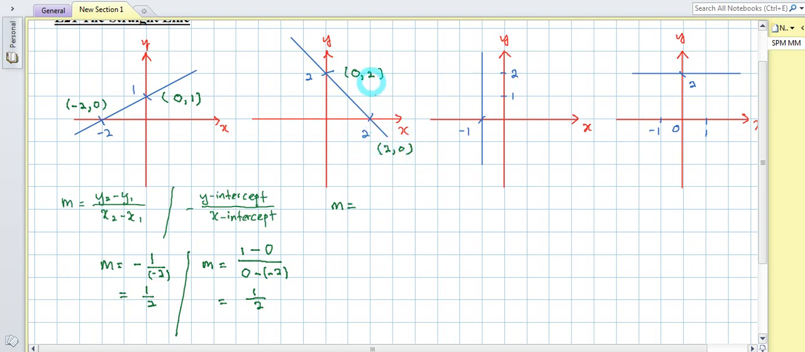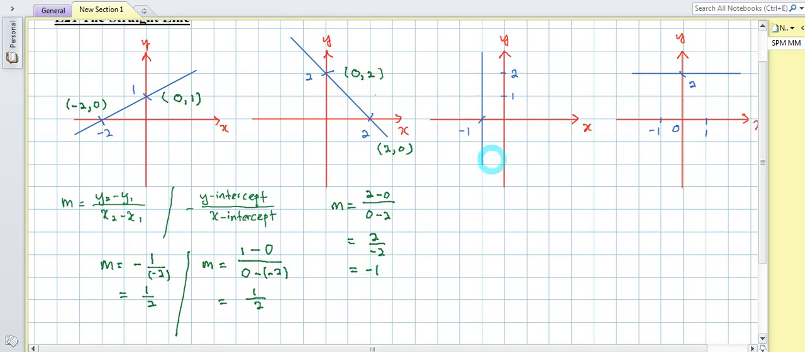Okay, so I just take this one minus this one. Remember, y on the top: 2 minus 0. Then for the x part, I have to take 0 minus negative 2. So here will be 2, here will be negative 2, and the answer is negative 1. So when you have a straight line going downward like this, the gradient must be negative.